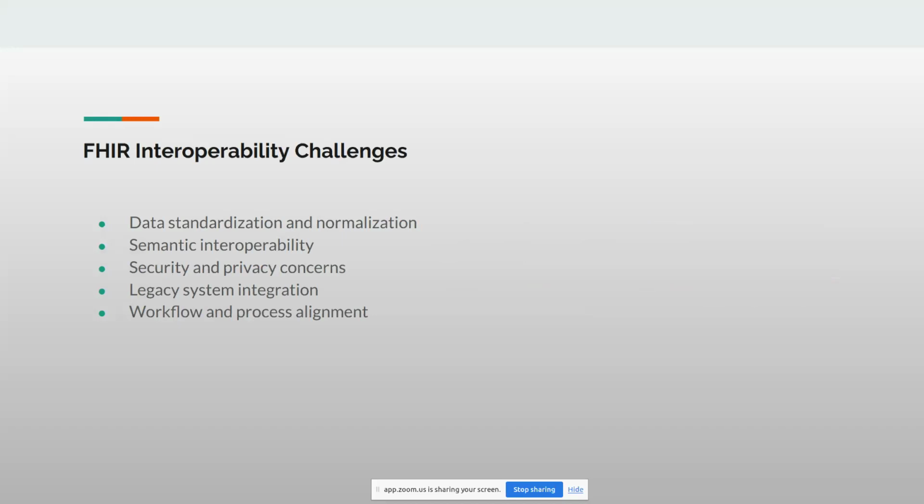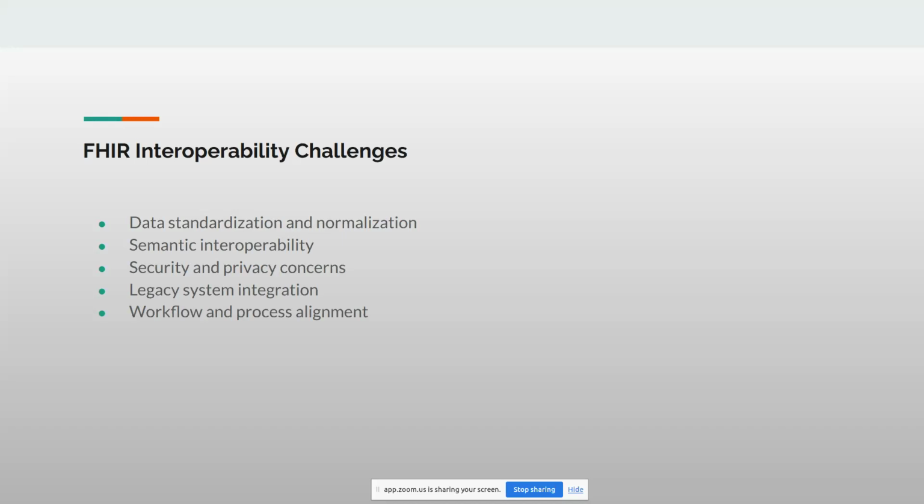So what are the interoperability challenges? The first one is data standardization and normalization. So what does it mean? FHIR gives a common framework for healthcare information. It defines the standard data elements, the resource types, and the relations between these data types. So this kind of standardization or common framework is what FHIR provides. It also provides normalization, so how the data should be structured within a resource. There is a specific structure that we will follow if we are following the FHIR protocol.